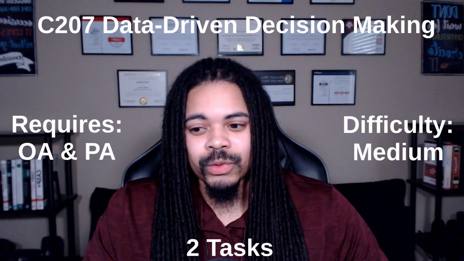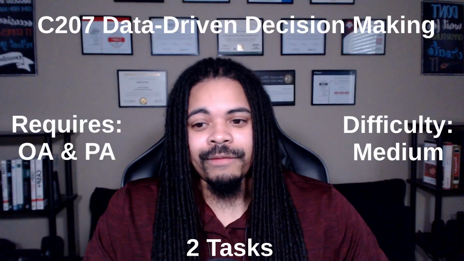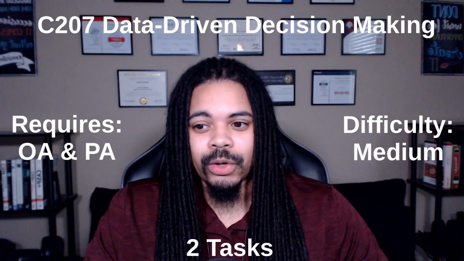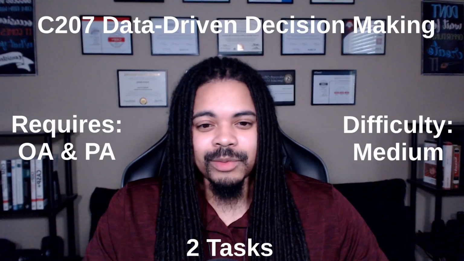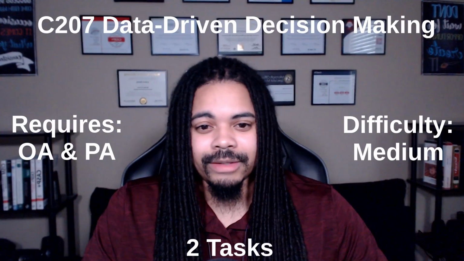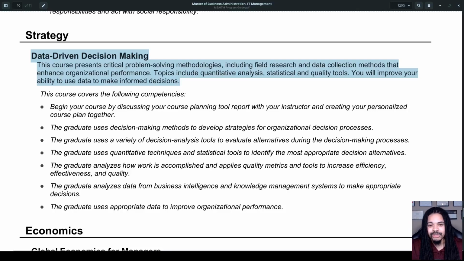I don't really know what to think about this class. The fact that it has an OA and a PA probably isn't too bad, but I just don't know enough about this particular class, even looking at the information, to really determine if it's going to be super hard or not. Honestly, even reading here, I'm not really sure. It does say that the topics include quantitative analysis, statistical, and quality tools. It will improve your ability to use data to make informed decisions. And then it does list out a couple of other things here. But overall, I think as long as I can understand it, it shouldn't be too bad.